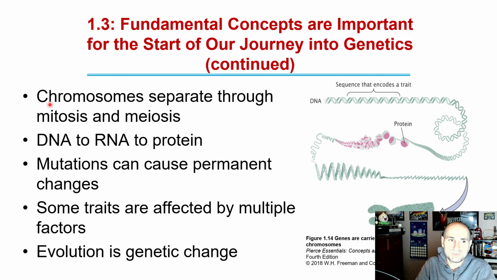Mitosis is the cell division. Meiosis is a different form of cell division that results in the gametes, the sperm and the egg. We're going to touch on that. Hopefully you learned that in 1406, but I do have some good videos that I review.